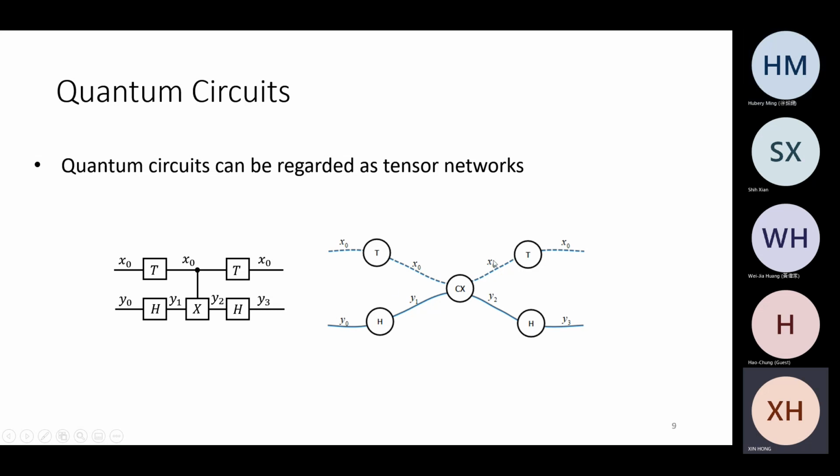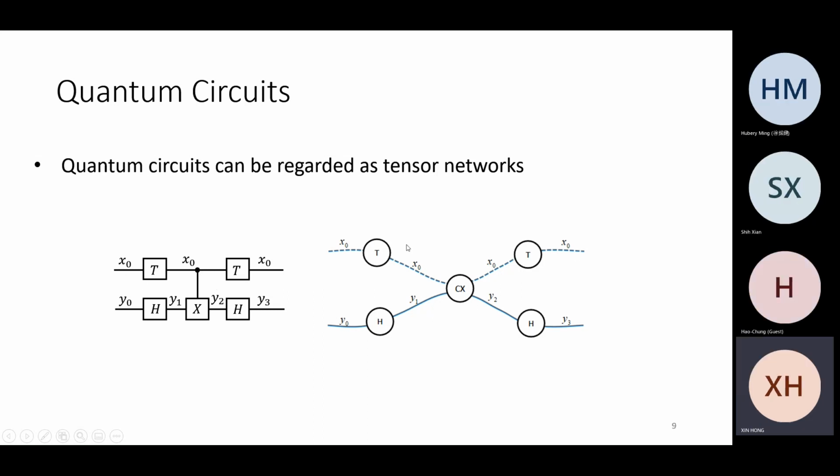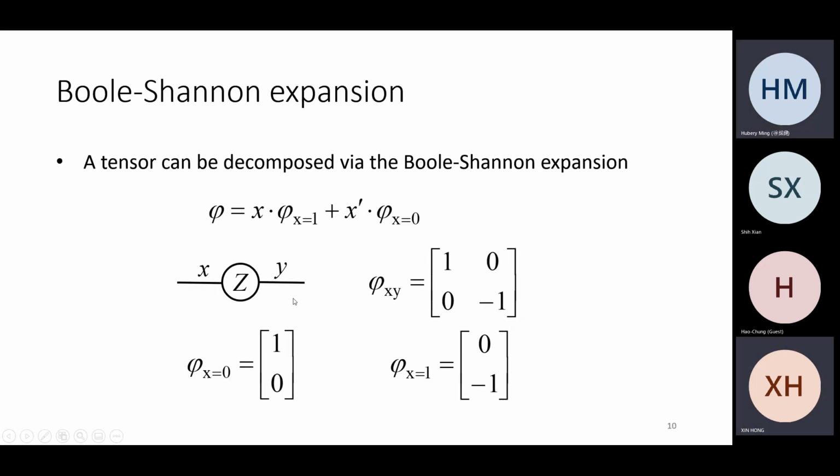We use tensor networks to do a lot of things in quantum computing. It comes from the basic idea that a quantum circuit can be seen as a tensor network. This is also the basic idea of how we use the tensor decision diagram to do a lot of things in quantum computing. Following, I will start introducing the tensor decision diagram. Before that, I should give you the Boole-Shannon expansion of the tensor.